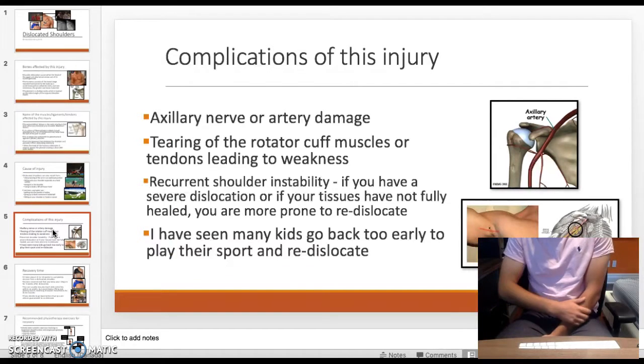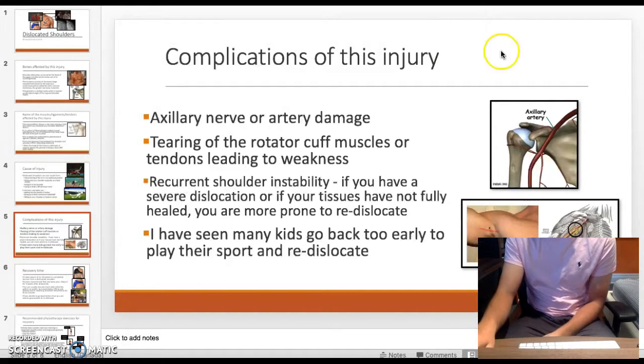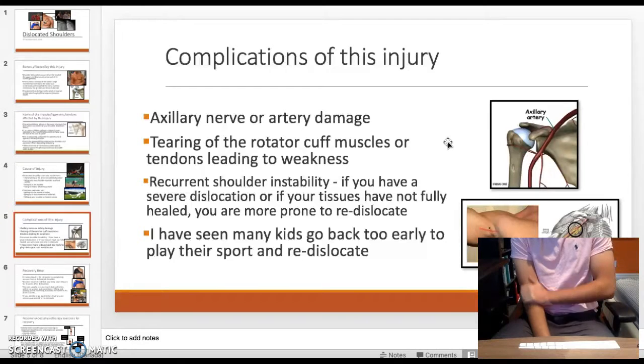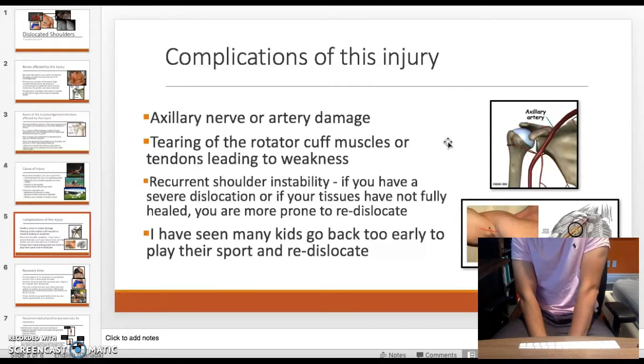So some of the complications for this injury are axillary nerve or artery damage, which should be seen here is where it is. Tearing of the rotator cuff muscles or tendons, leading to weakness in the shoulder and arm. Then also recurrent shoulder instability. If you have a severe dislocation, or if your tissues have not fully healed, you're almost guaranteed to redislocate.